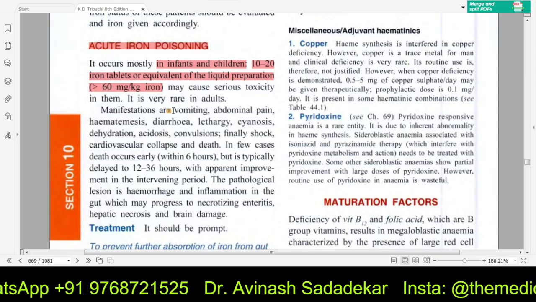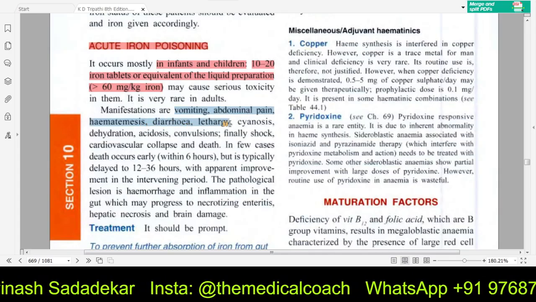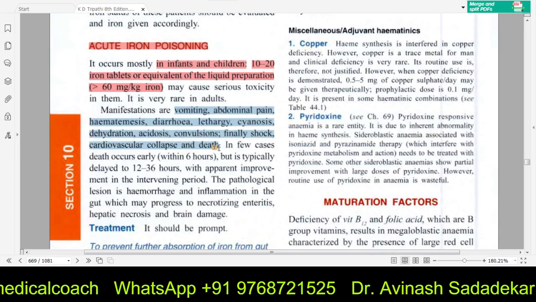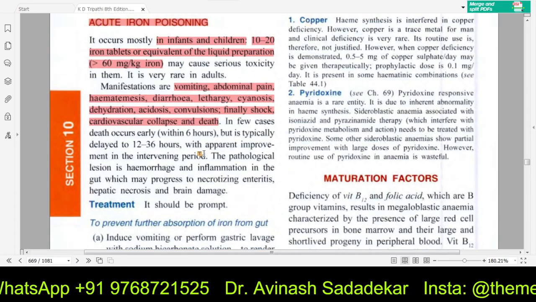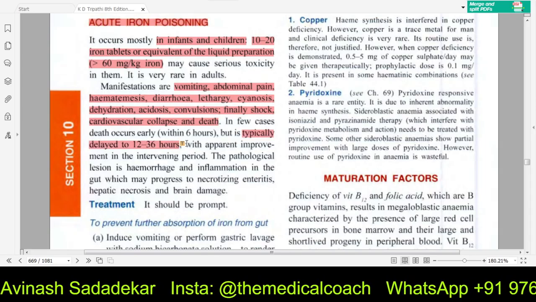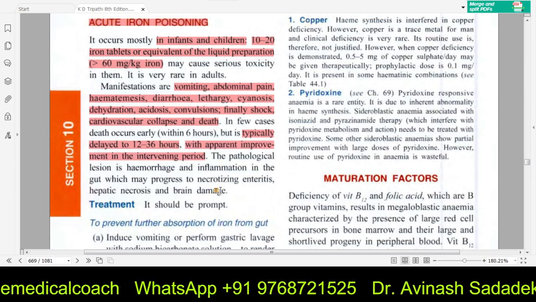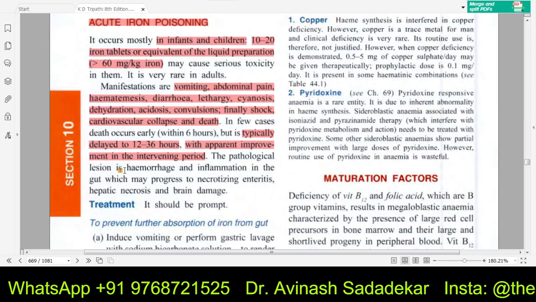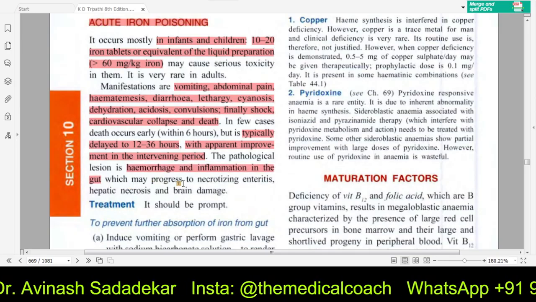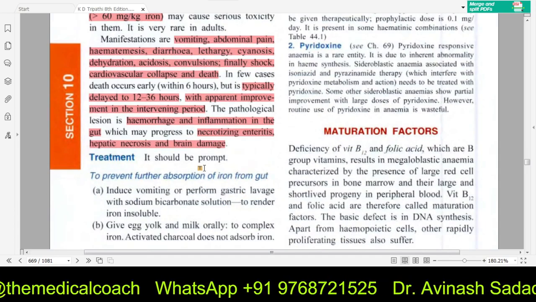The person comes with history of vomiting, abdominal pain, vomiting blood, hematemesis, diarrhea, lethargy, cyanosis, dehydration, acidosis, convulsions, shock, cardiovascular collapse, and death. Sometimes as early as 6 hours, but typically it is delayed to around 12 to 36 hours. Actually, there is a time period in between where the child appears to improve a little bit. What is happening is the excessive iron is causing hemorrhage and inflammation in the GIT, and it is progressing, so it can even go right up till necrotizing enteritis, hepatic necrosis, and it can even cause brain damage. So the earlier you manage, the better it is.